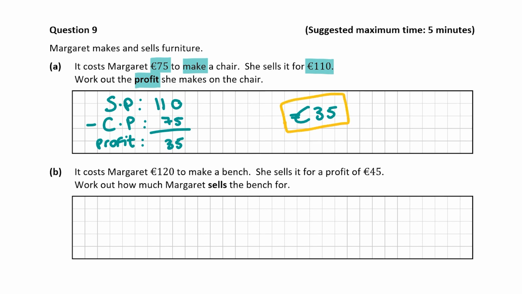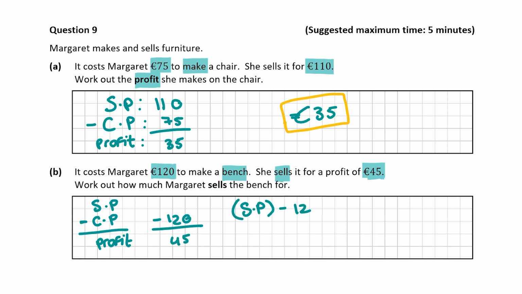Let's move on to question B. In question B, we're told that it costs Margaret €120 to make a bench. She sells it for a profit of 45. So work out how much Margaret sells the bench for. I'm going to use my same formula here. The selling price minus the cost price will give us the profit. But here we don't have the selling price. So the cost price is 120 and the profit is 45. So selling price minus 120 is equal to 45.